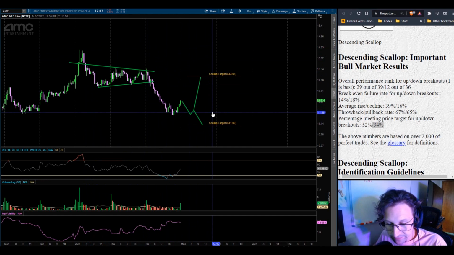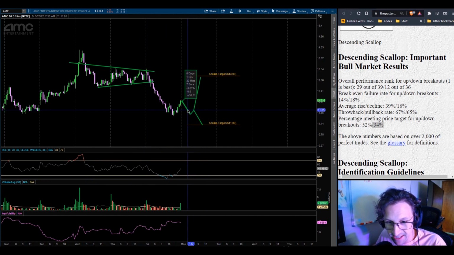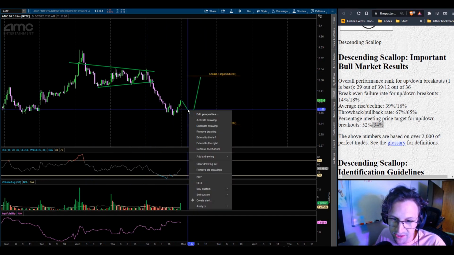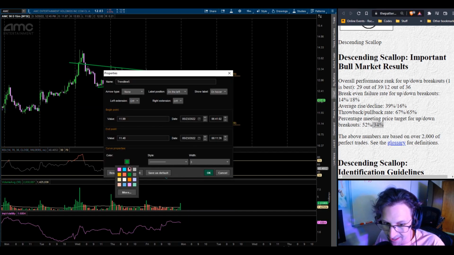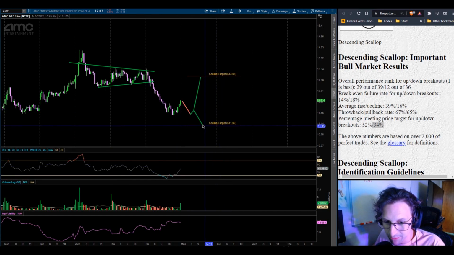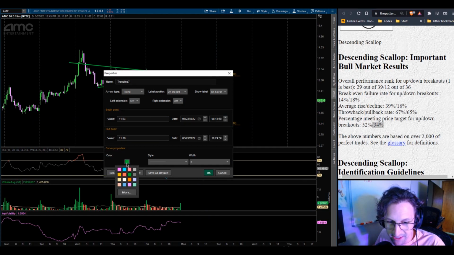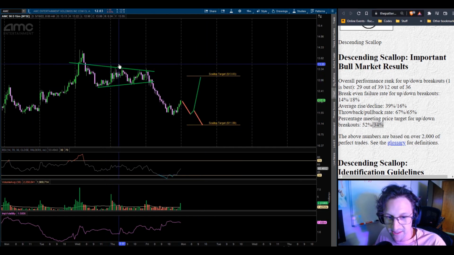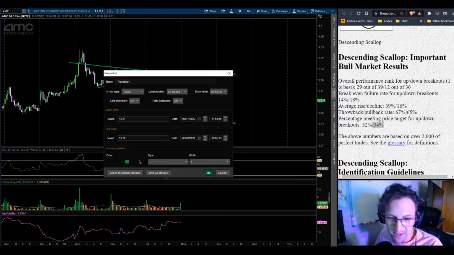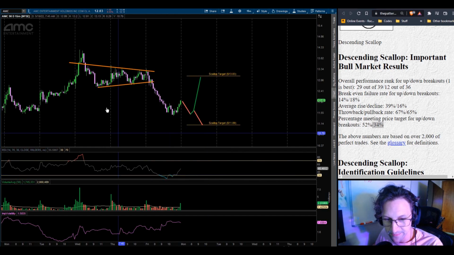Now, in the event that, you know what I got to do? This is driving me crazy. I got to color these lines. If it's going down, it's got to be red. It's got to be red. Okay, and I don't actually want these to be green. Let's make them orange. I don't like consolidation patterns. I don't like orange. Boom, there you go.